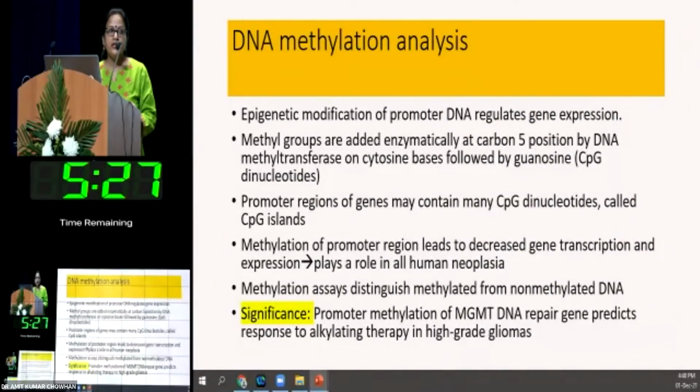Now, very important assays, DNA methylation assays. DNA methylation is an epigenetic modification that regulates gene expression.